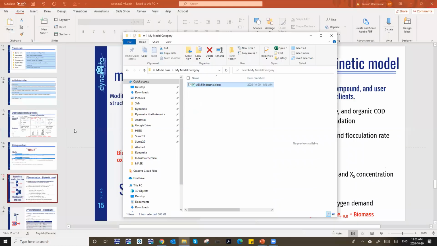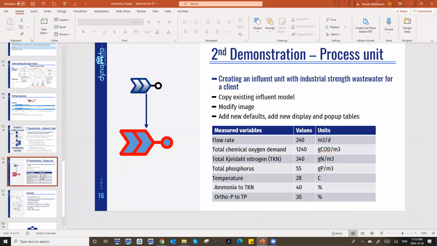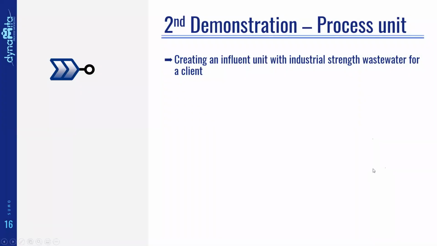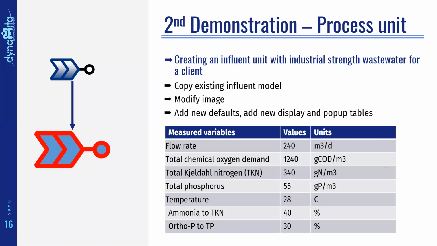Now moving on to our second and last demonstration for the day, which is a process unit. So let's say you have an industrial client which on a regular basis receives an influent with a specific characterization. So what we would do today is take the influent process unit from our regular library, copy that and modify the image to look something like this, and add new defaults. Simply add new defaults, add a new output setup and pop-up table. And these are the values which we are going to use. Okay, so let's do this.